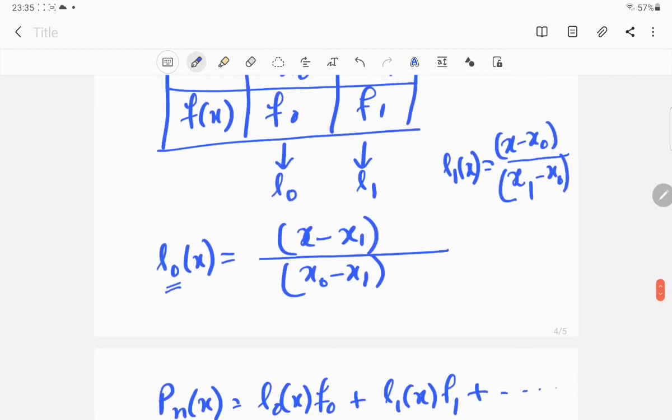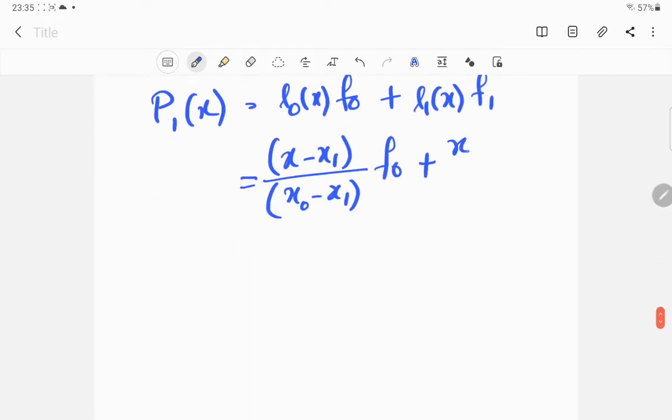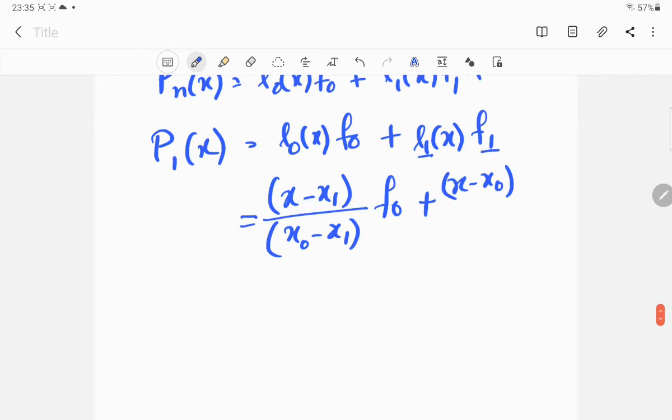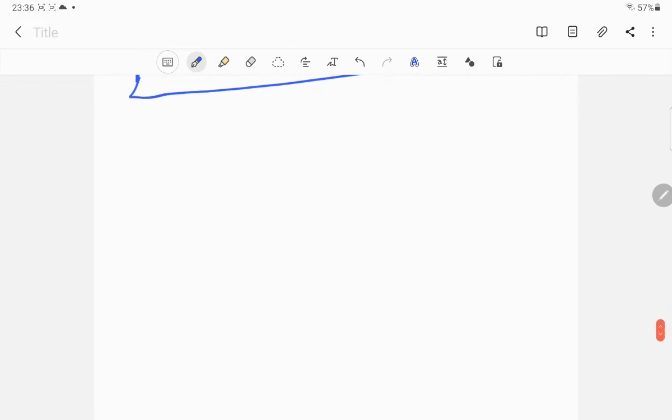Similarly, for L1(x) we have got x minus x0 by x1 minus x0. So it is x minus x0. See, just for i equal to 1, it will be for x0. So x1 minus x0. That's all. So it is F1. So we have the expression for the linear polynomial.